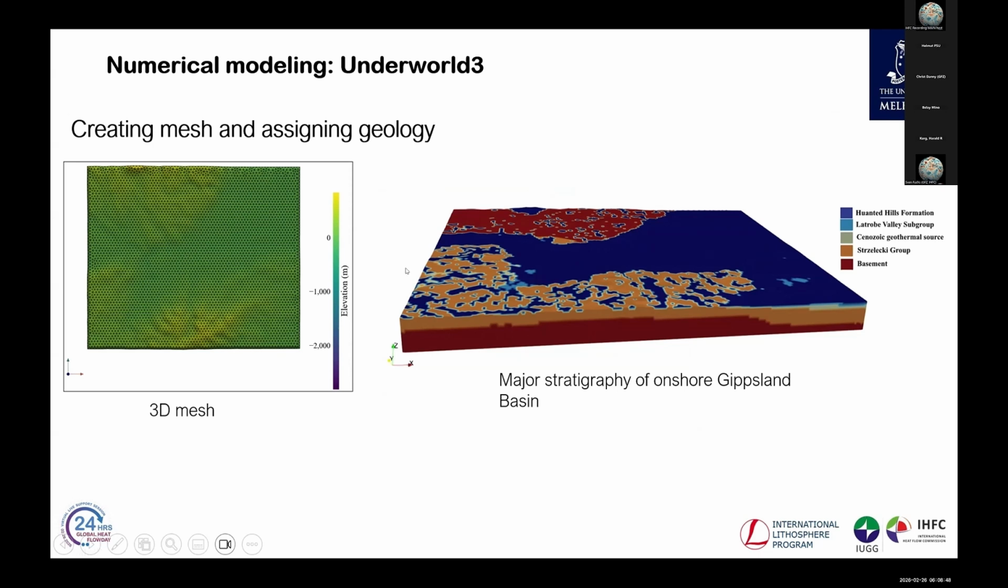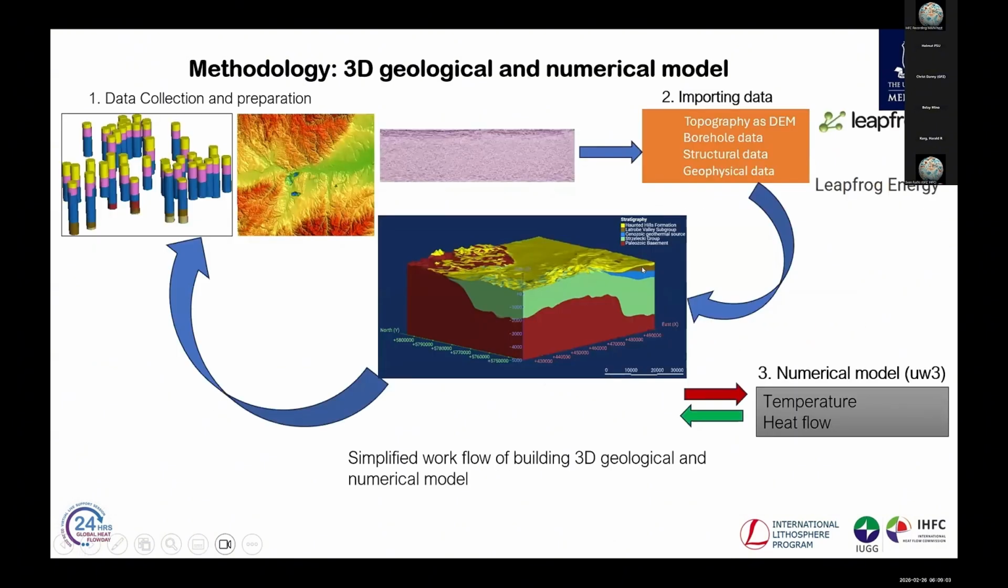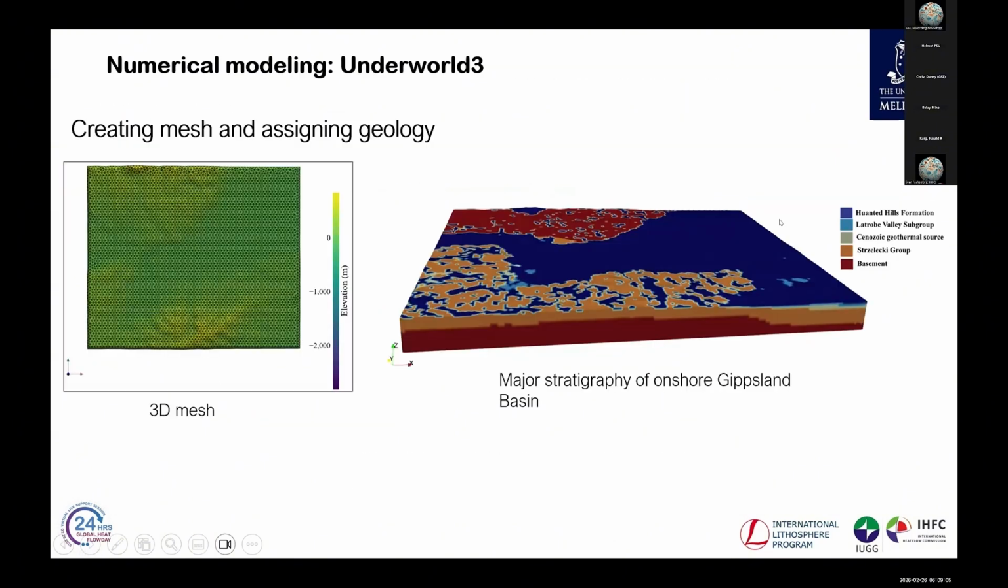And after that, we can assign the stratigraphic units actually built in Leapfrog, and then we can assign the stratigraphy to the mesh. So you can see here, this is the clearly assigned stratigraphic units from top to bottom or from bottom to top.